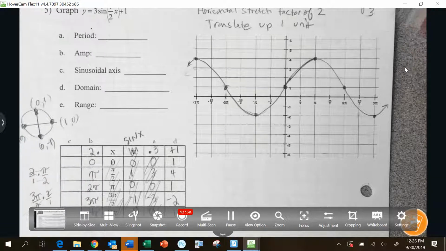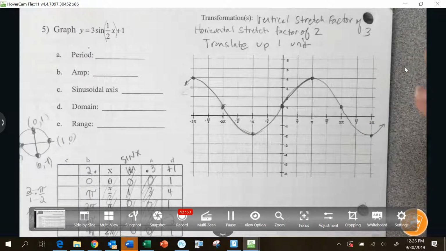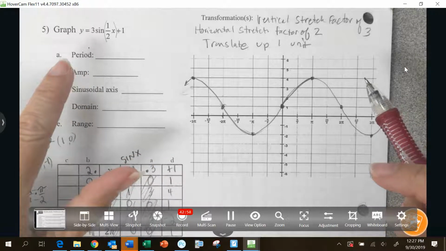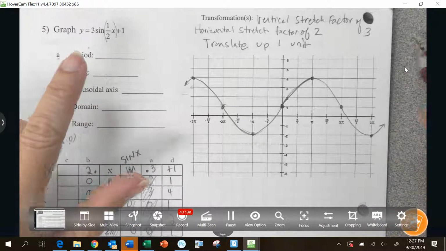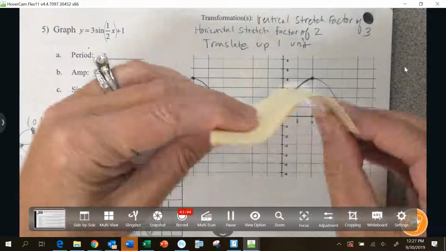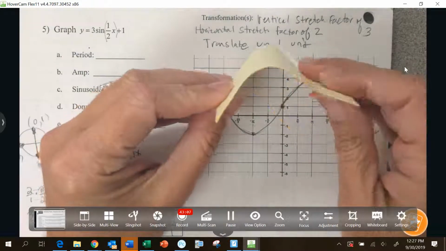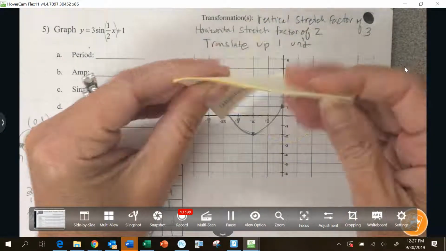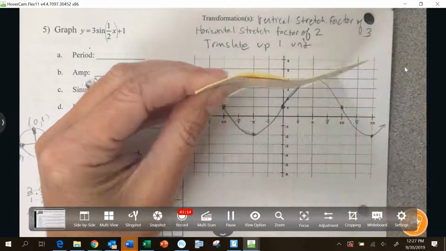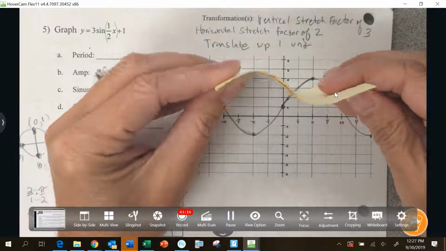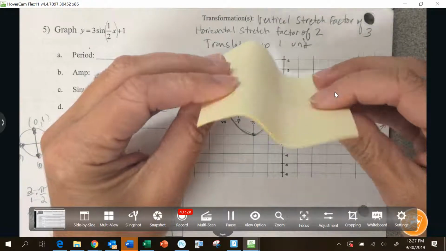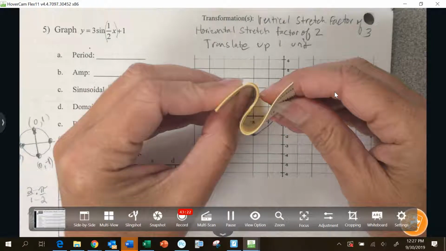Okay, so I have a graph. We're going to fill out our information. The period is affected by the horizontal stretch or shrink. Here is my little piece of paper. If I have a sine graph and I have a horizontal stretch or shrink, that's going to change how long horizontally this one cycle stretches. Okay? Could be shorter, could be longer.